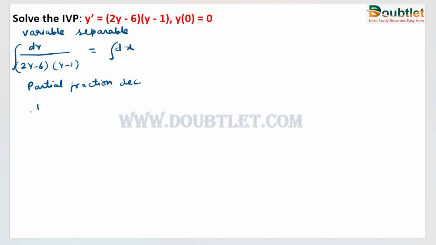So to apply the partial fraction decomposition, we have to write this equation here. If we take 2 common, this will become y - 3 and this will become y - 1. And if we take the 2 to the numerator, it will become 1/2. And we can write this as a divided by (y - 3) plus b divided by (y - 1).